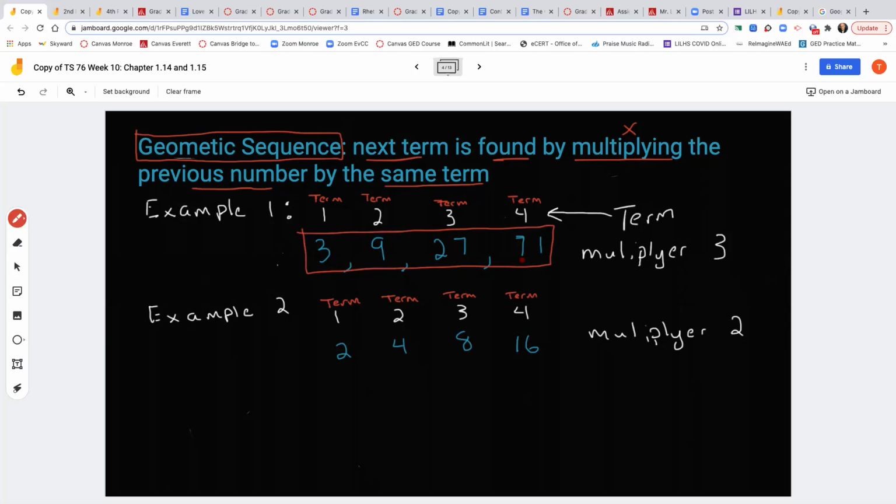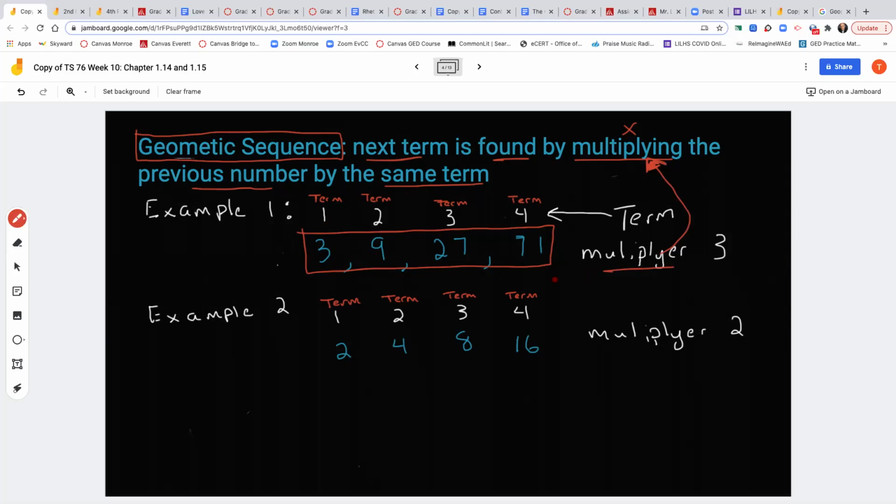Okay. So what we're calling the multiplier, and again, this is what we're doing. We're multiplying now. We're not adding. Okay, we're multiplying. That's the key concept. You know that you're talking about a geometric sequence here when we're multiplying. 3 times the previous term. 3 times 3 is 9. 9 times 3 is 27. Okay, so that's what we call a geometric sequence.